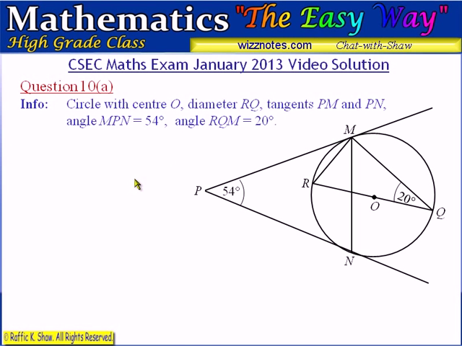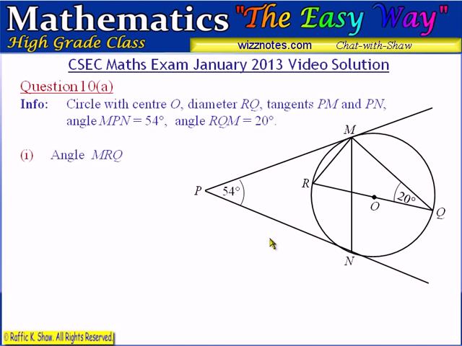We are now at question 10, part A. In question 10, we are given this circle, center O. RQ here is a diameter, and it passes through the center. PM and PN are tangents to the circle, and so the length of PM is equal to the length of PN, and we are told that angle MPN is 54 degrees. That's the angle between the two tangents. Also, angle RQM is 20 degrees inside the circle here. That's the information, and then we're asked a series of questions.